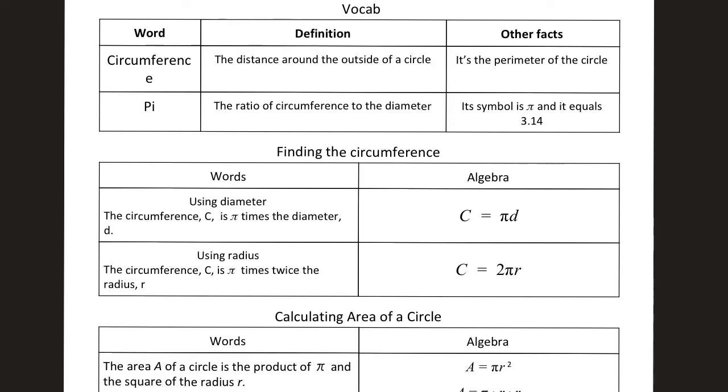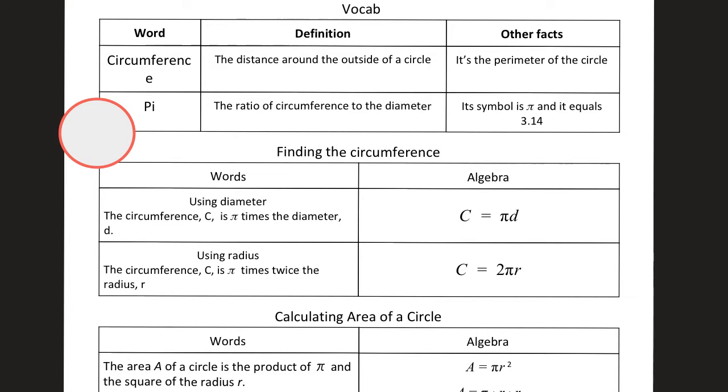Okay, so now that we have the parts of a circle down, and we can find the diameter and the radius interchangeably, we're going to talk about how to find the circumference and the area of a circle. So, if I have a circle right here, the circumference is the distance around the outside, right? So just like the perimeter of a circle, okay?